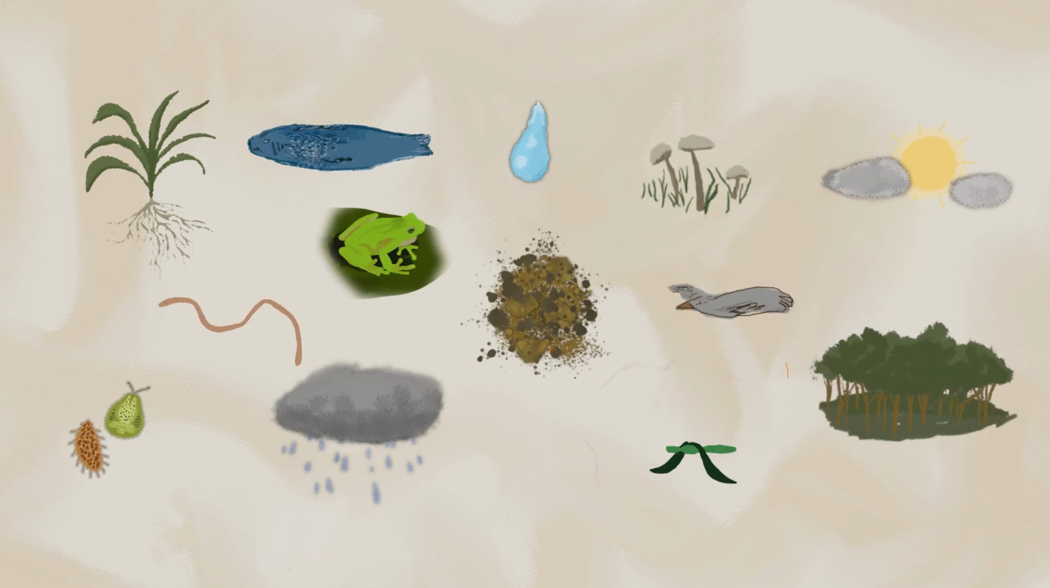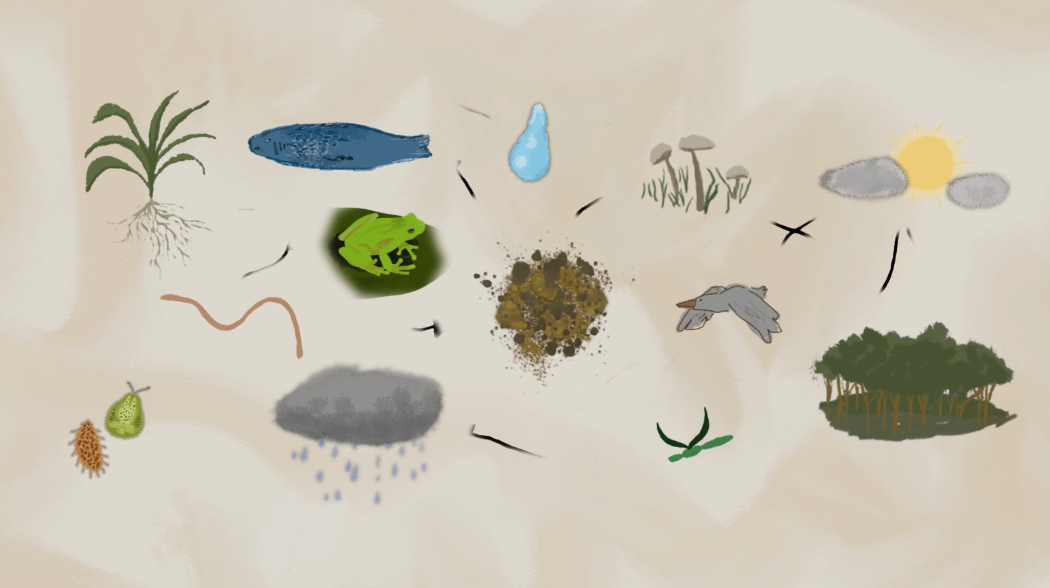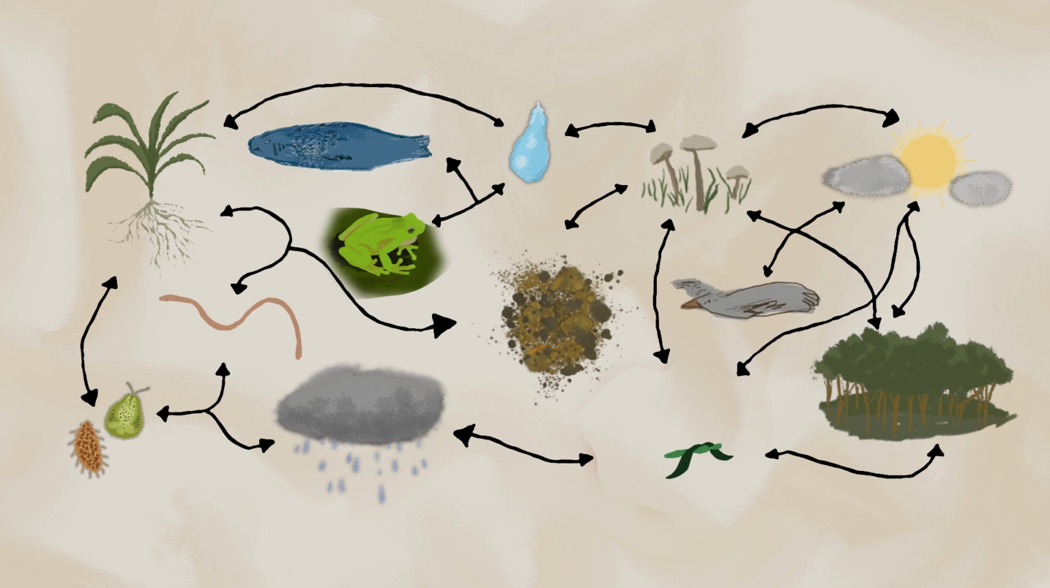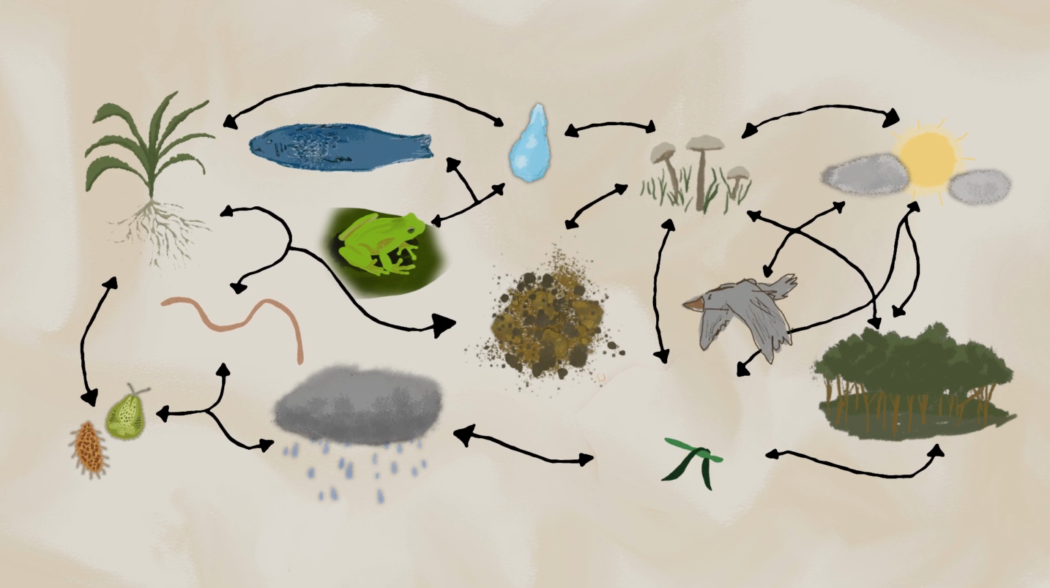A functional landscape is one that is high in biodiversity. It retains and cycles its essential resources like water, carbon, and minerals.